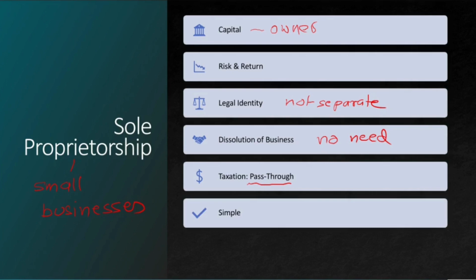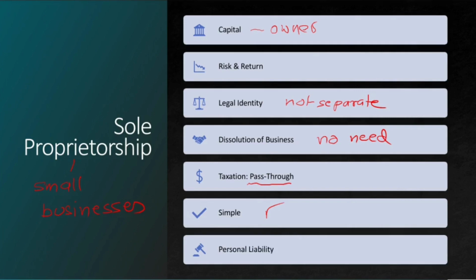Then, this type of structure is simple and flexible. You just decide and start the business. There is no need for any legal formalities related to registration and other compliances which are applicable to the corporations. And the most important feature, the owner is personally liable for the debt and other activities of the business. So if a sole proprietor has taken debt from you for his business, you can demand your money back even if his business goes bankrupt. He has to pay the debt back from his personal assets.